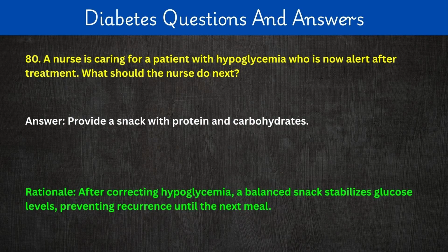80. A nurse is caring for a patient with hypoglycemia who is now alert after treatment. What should the nurse do next? Answer: Provide a snack with protein and carbohydrates. Rationale: After correcting hypoglycemia, a balanced snack stabilizes glucose levels, preventing recurrence until the next meal.